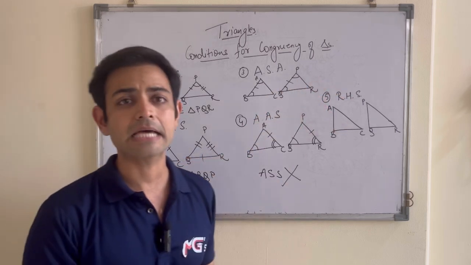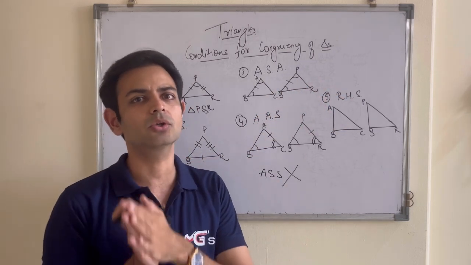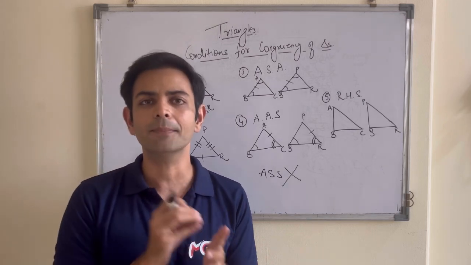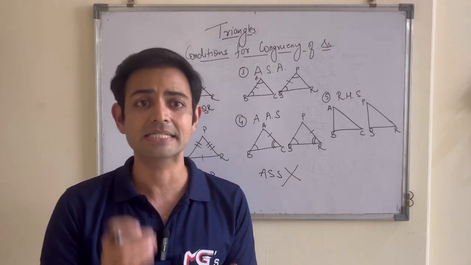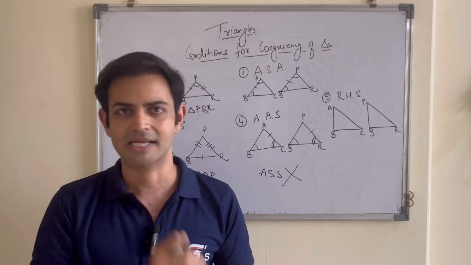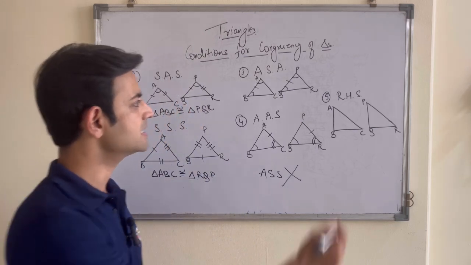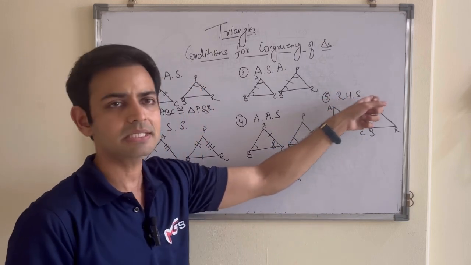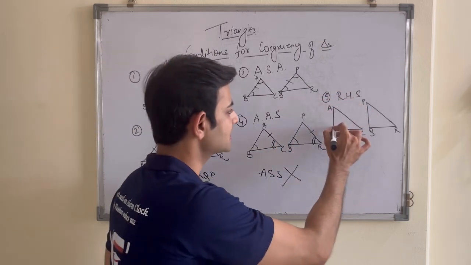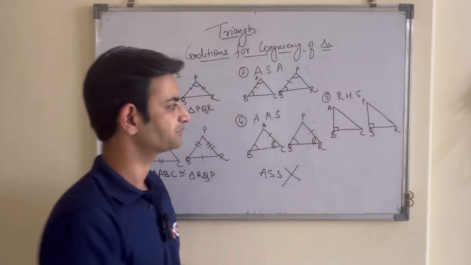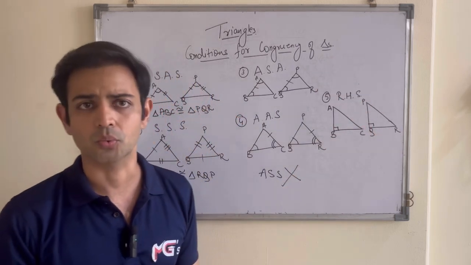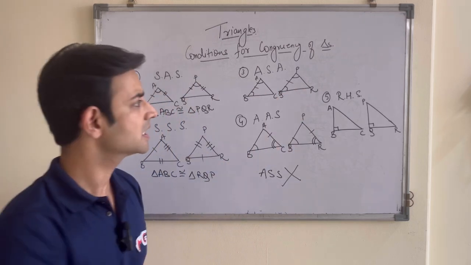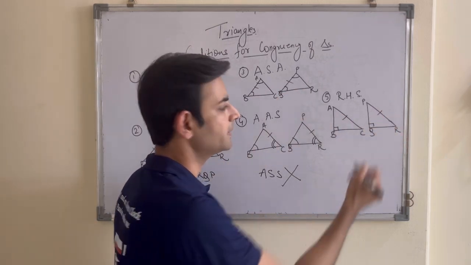The last one is RHS. Now RHS congruency is applicable only for right angled triangles. You cannot apply this congruency in your regular triangles. The triangle has to be a right angled triangle. So as the name says, RHS means right angle, hypotenuse, side. Of course, right angle means the right angle here, so B is equal to Q. Hypotenuse, the side opposite to the 90 degree angle, is your hypotenuse. So AC is equal to PR.